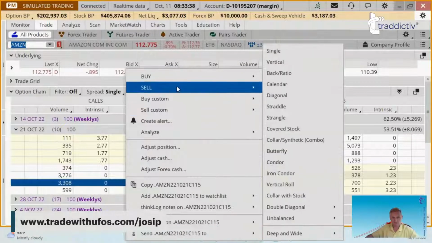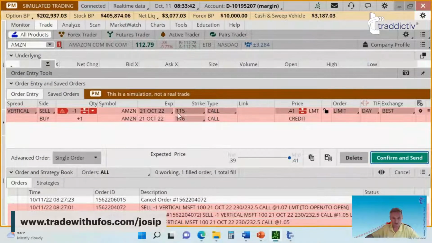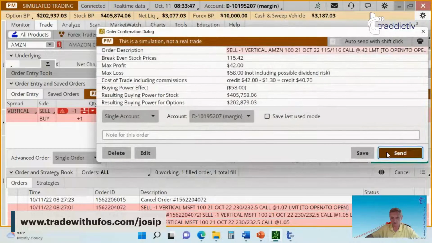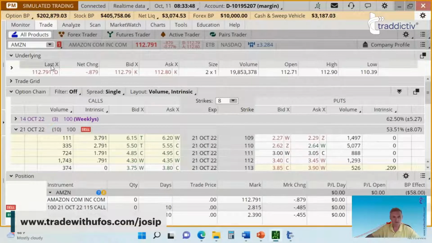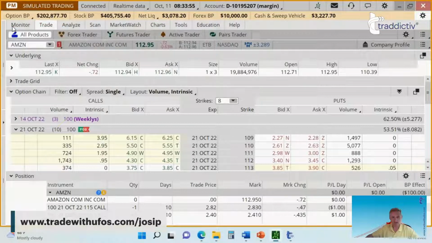So I'm clicking sell vertical. It's going to automatically populate the 116, so there's not much that I need to change. Okay, I didn't talk too much. I get 42 cents if I'm lucky, and I got 42 cents. So that's even better than what I have. So this particular trade I actually like more than the Microsoft.